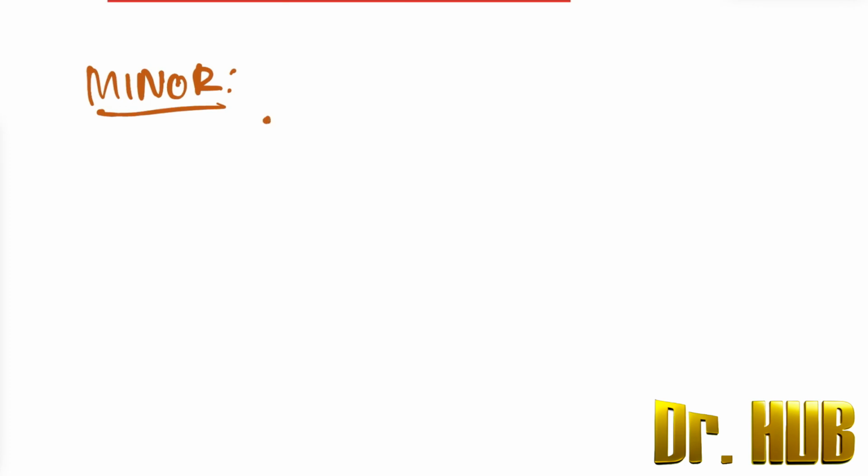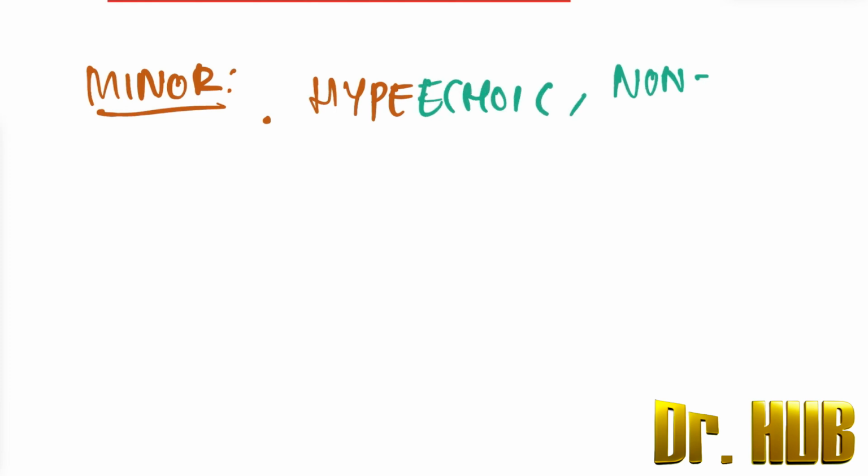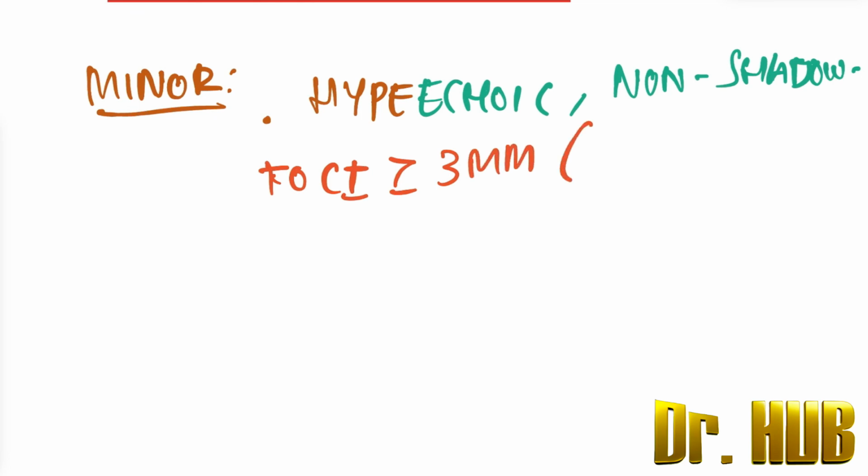Next we move on to the minor criteria. What does the minor criteria contain? Looking at the minor criteria of the parenchymal features, there may be the presence of hyperechoic non-shadowing foci, and this is greater than 3 mm in terms of the length and the width.